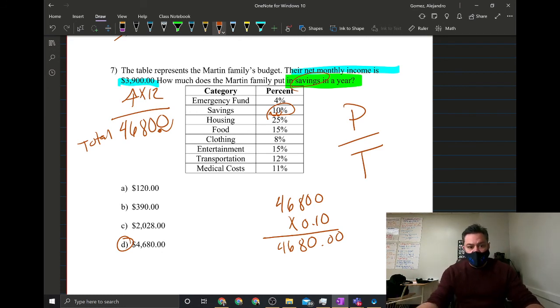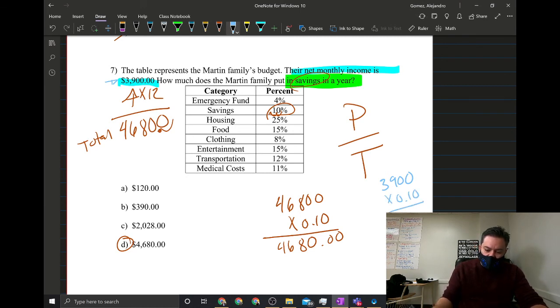Now, you can do this a different way. You can actually take this amount, 3,900, and multiply it times the decimal of the percent. Remember, every time you have a percent, you have to convert it to a decimal. And when you do that, you get $390. However, that's the amount for 1 month. And that's one of my answer choices. So if you did this step and selected that answer, you got it wrong. You have to make sure that you recognize that they have different units and go from there.